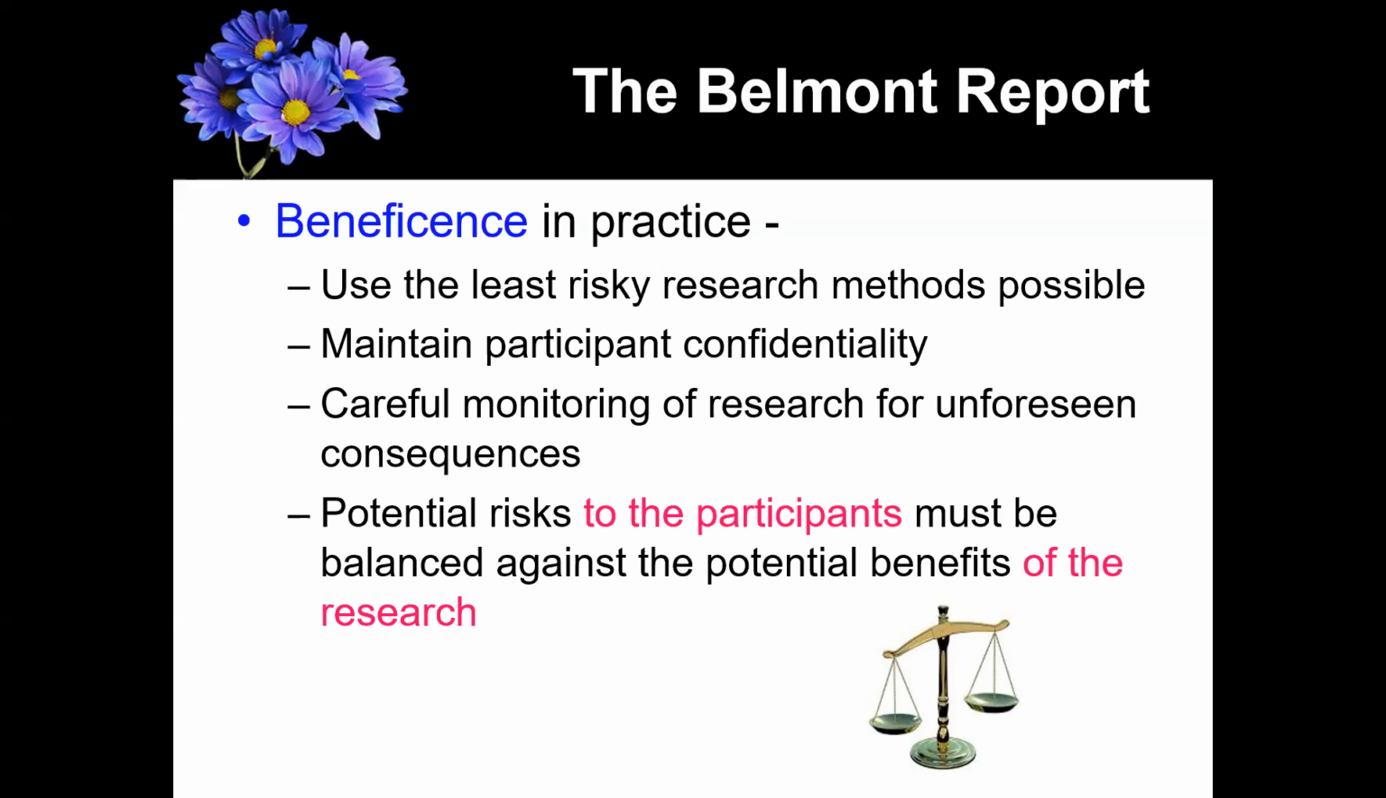And building off of this, we want to use the least risky research methods possible. The less risky it is, the less potential it has to do harm, the better. And like we talked about already, we want to maintain participant confidentiality. So again, if we can keep the data anonymous or not linked to anyone's name, that's definitely what we want to do. There might be situations like an interview where that's not entirely possible, but if we can keep it confidential, then we'll do that.